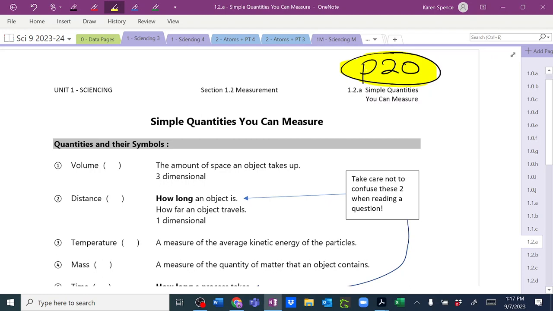Pretty soon we're going to be measuring things. And when we measure them, we're going to need to write down what we measure. So we need to know all the symbols and all the words for all the things.